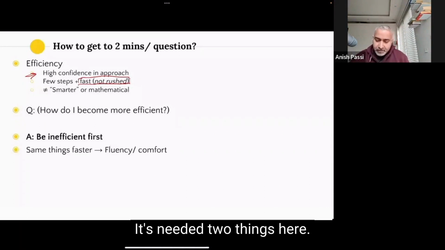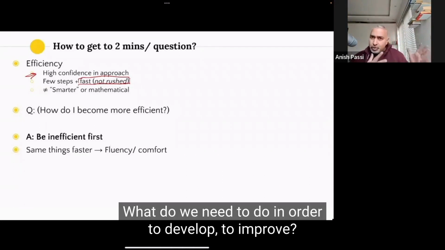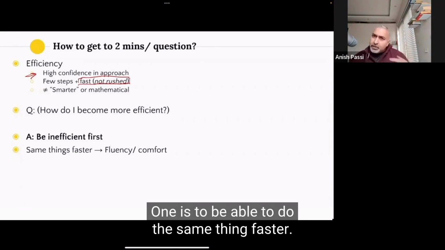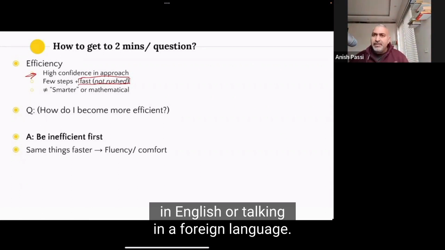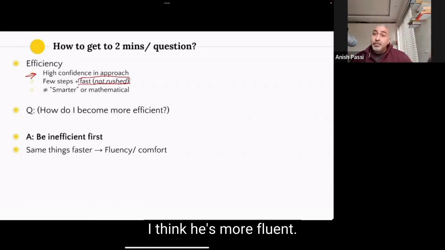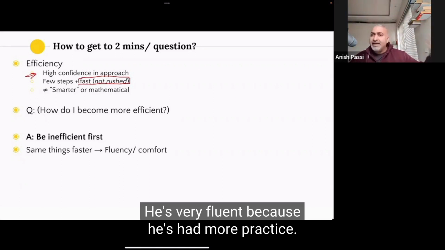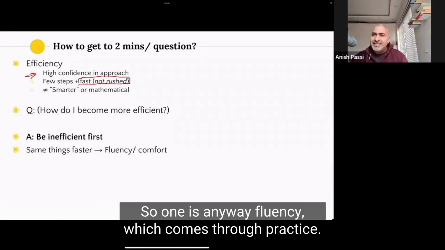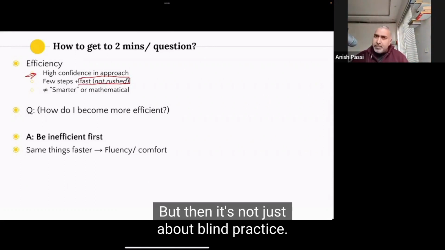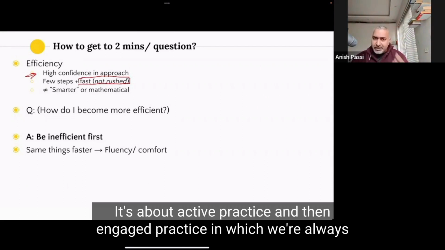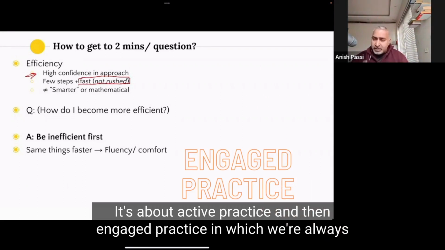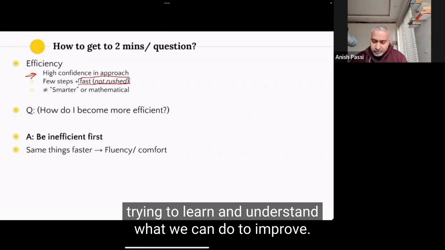Two things here. What do we need to do in order to develop, to improve? One is to be able to do the same things faster. Basically, if we're talking about speaking English or a foreign language, then we talk about fluency. He's very fluent because he's had more practice. So one is fluency, which comes through practice. But then it's not just about blind practice, where I'll just blindly do questions. It's about active practice and engaged practice in which we're always trying to learn and understand what we can do to improve.